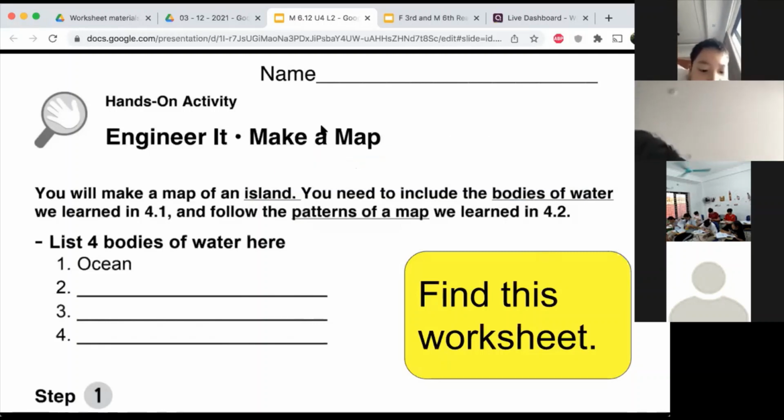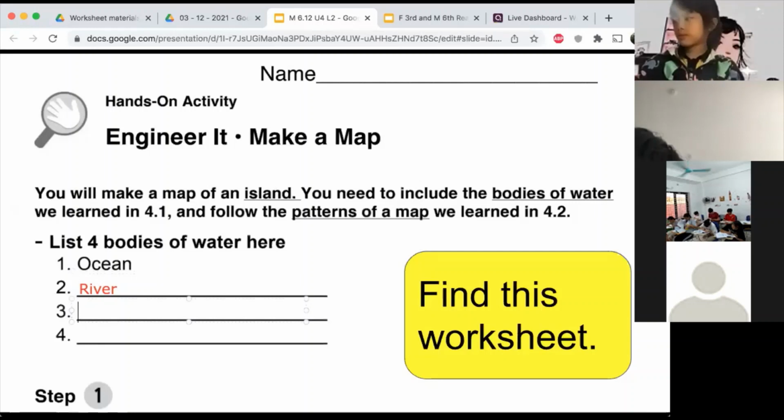So first, the 4 bodies of water. Everyone, go ahead and write this. The 4 bodies of water we learned in lesson 4.1 are ocean, river, lake. Go ahead, what's your question?